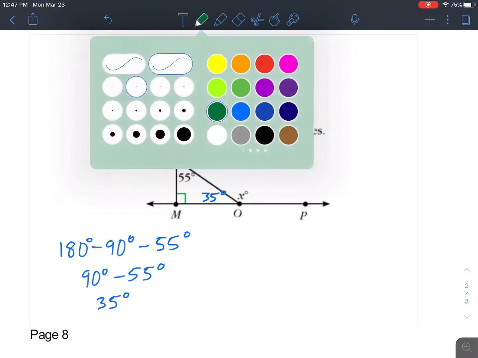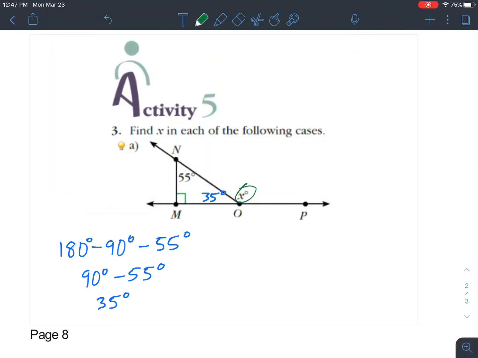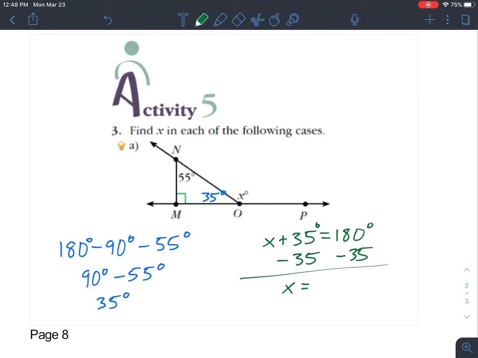Now that we have found that one, we are able to solve for x, because we should be able to see that x and 35 make a linear pair. So we should add x plus 35 and set that equal to 180. Then we just need to subtract 35 from both sides. And that leaves us with x equals 145 degrees.